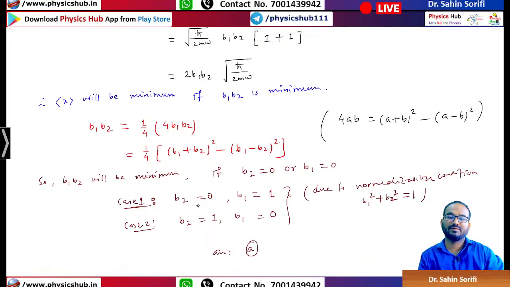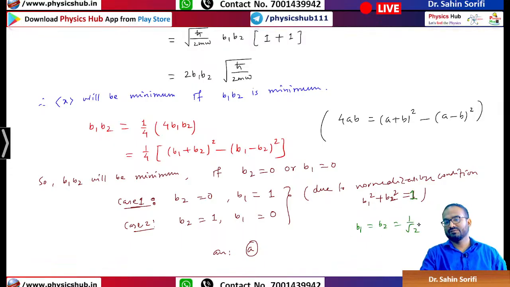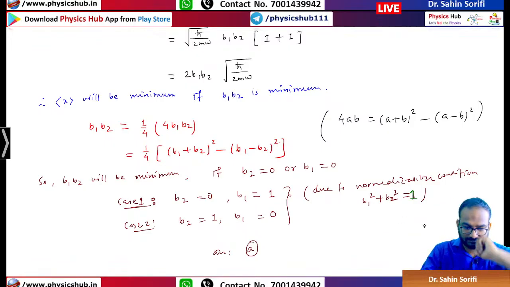If you choose b1 equals to b2, then also it is possible. Like if I am saying b1 is equals to b2 is equals to, let's say, 1 by root 2, then this criteria is also satisfied: 1 by 2 plus 1 by 2 is 1. But the problem is, if you take b1 is equals to b2 is equals to 1 by root 2, this will not be minimum. The minimum value you will get by choosing 0 and 1 or 1 and 0. Understanding why this is not possible, b1, b2. Tell me, this was a good question. I think you have understood.